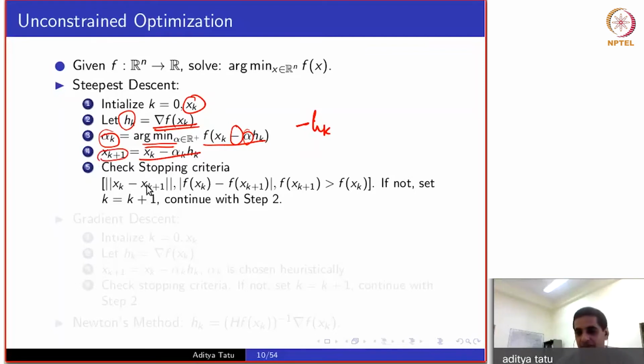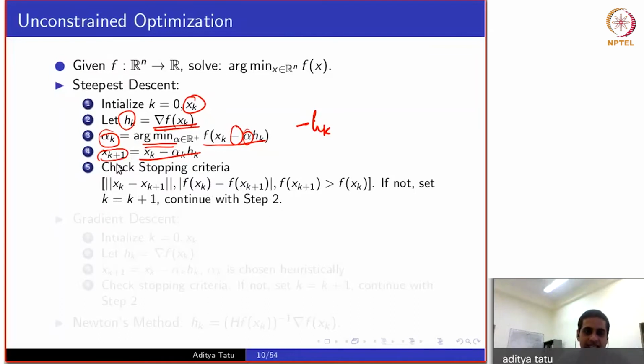Then I just check, is this a satisfactory minima or not. There are different ways of doing that. Maybe look at how much I have changed from the previous estimate. If I have not changed for several iterations, if I'm sort of moving around in the same place, maybe this is a good enough estimate of the minima. So let's stop. Maybe I can look at whether the function value has increased, or whether the function value has changed much. If it has not, then stop. But if not, then you repeat the step.